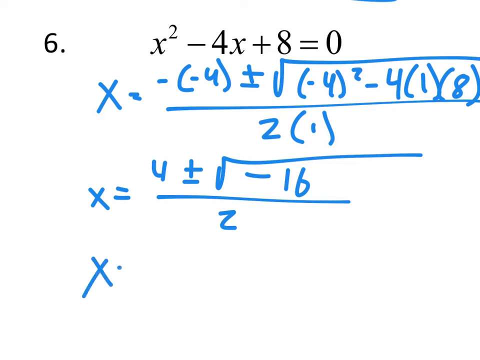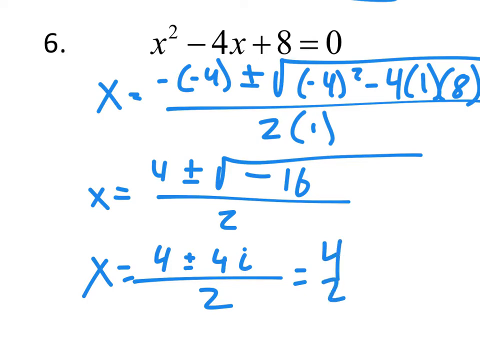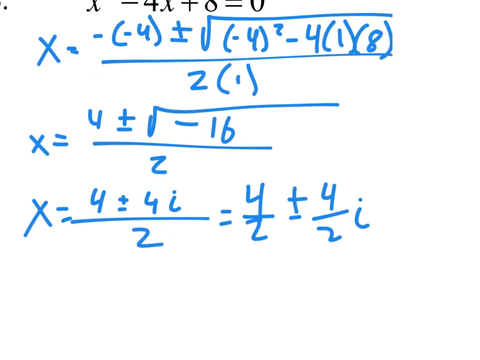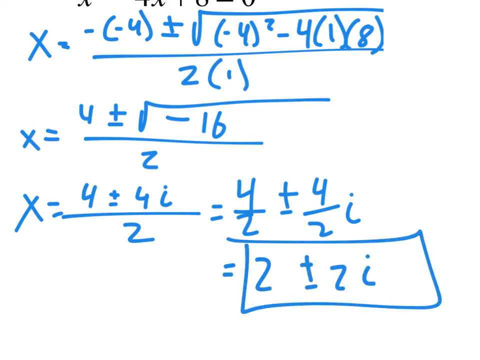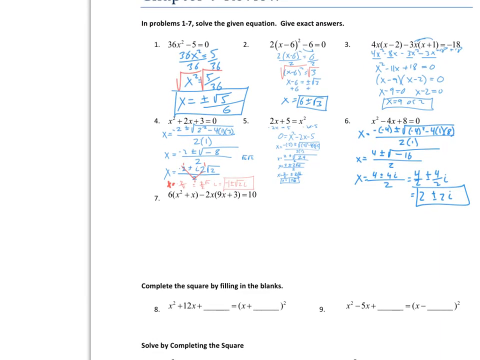We have 4 plus or minus 4i all over 2. And we want to divide both of these out. We want to break this into 2 fractions, especially because it's an imaginary or a complex number. Okay. So we end up with 2 plus or minus 2i. There's your complex solution. All right.